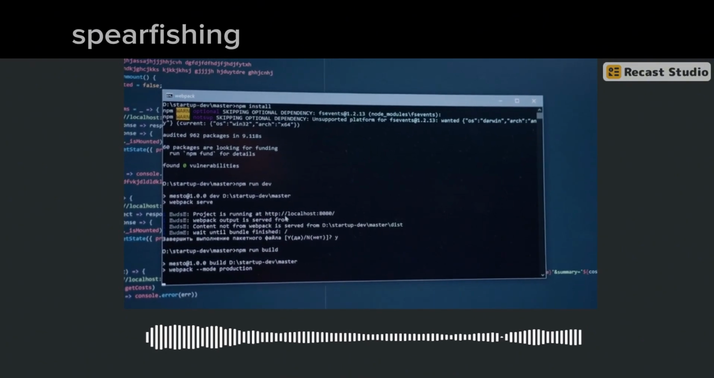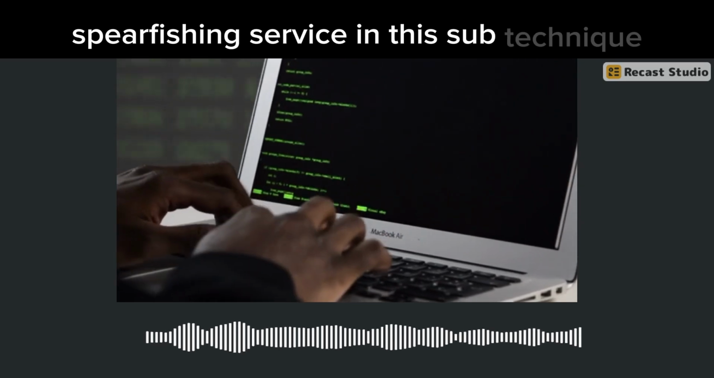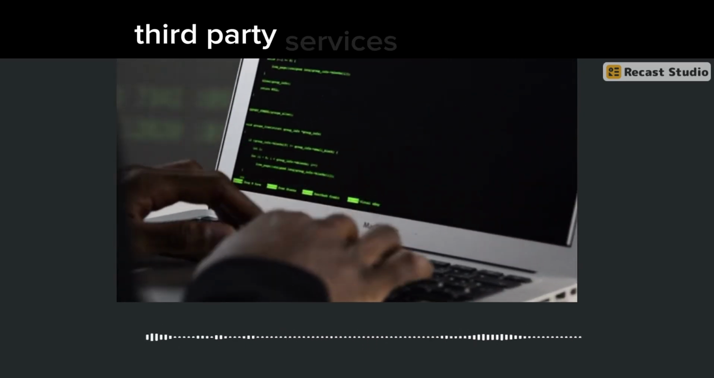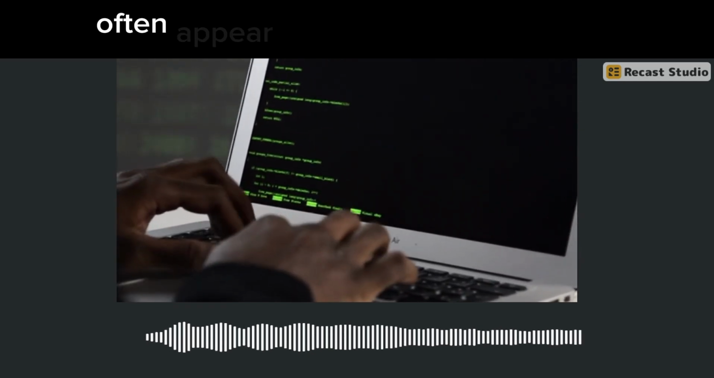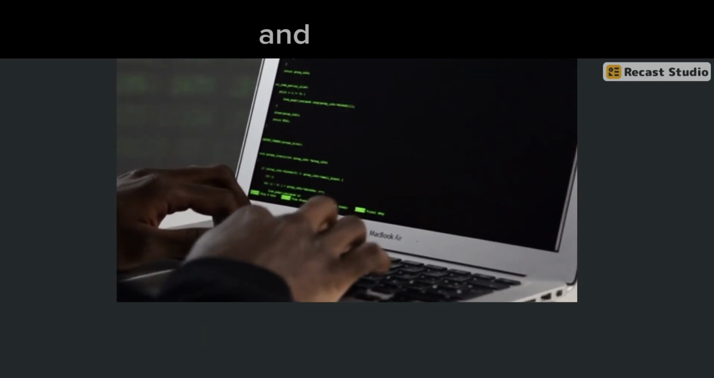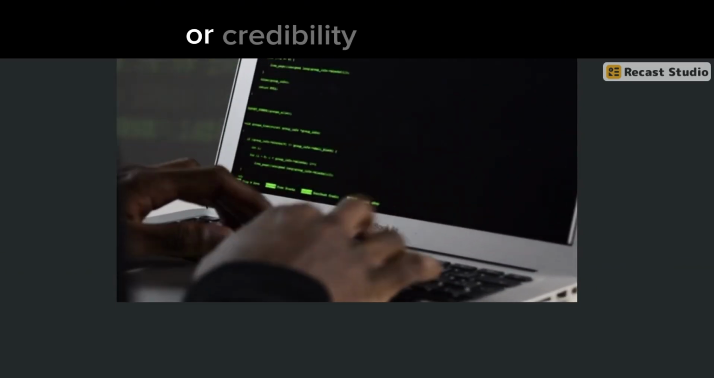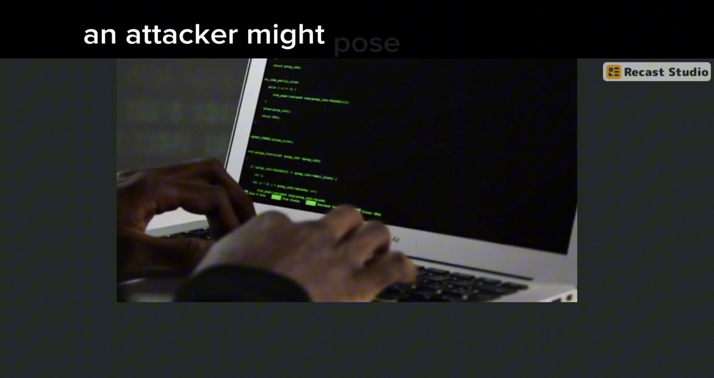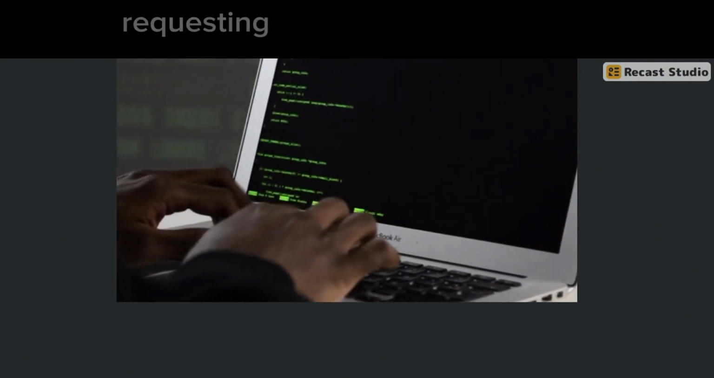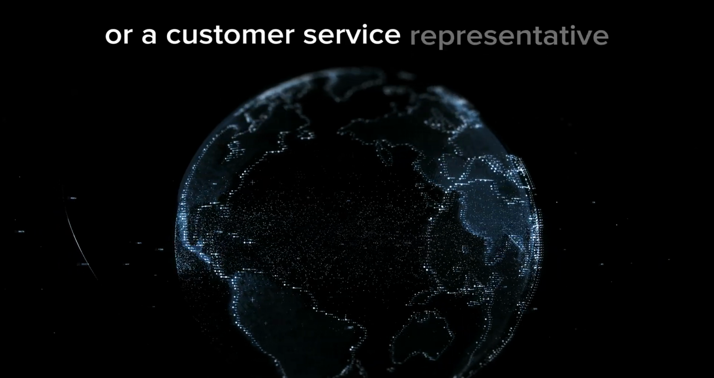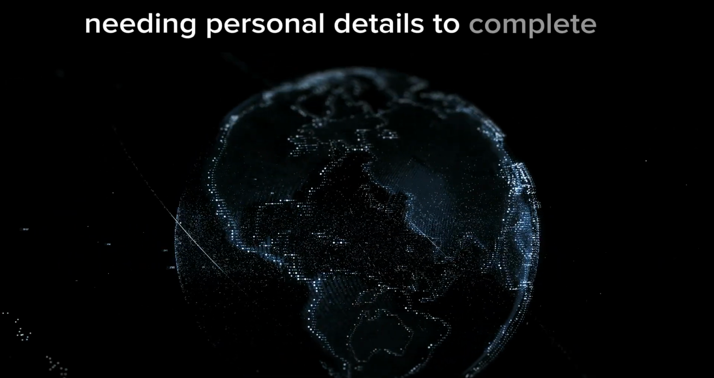T1598.001. Spearphishing service. In this subtechnique, attackers send phishing emails via trusted third-party services. These emails often appear to come from legitimate sources and use social engineering to create a sense of urgency or credibility. For example, an attacker might pose as an IT provider requesting verification of account credentials, or a customer service representative needing personal details to complete a process.